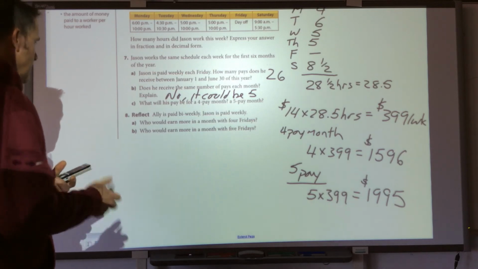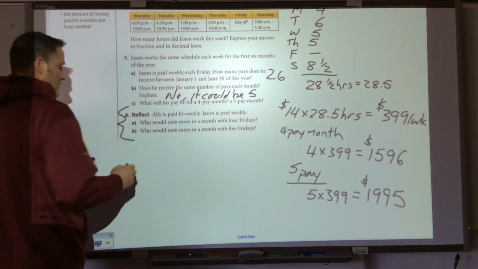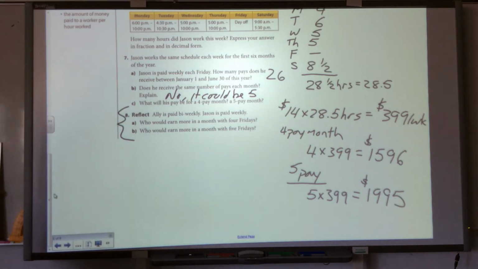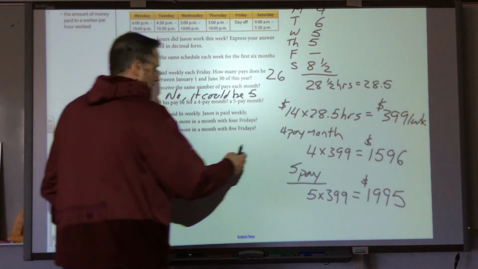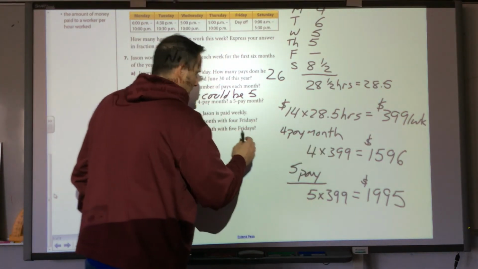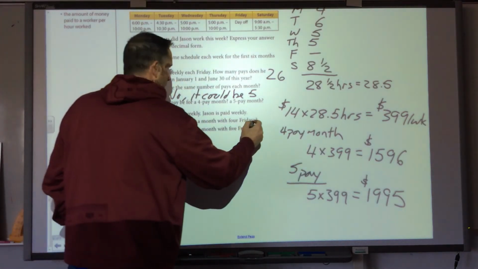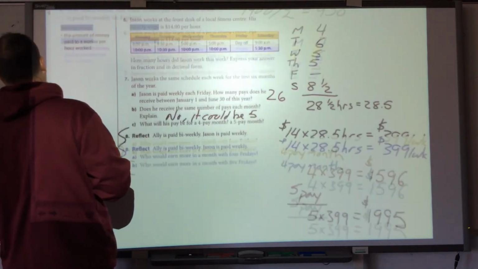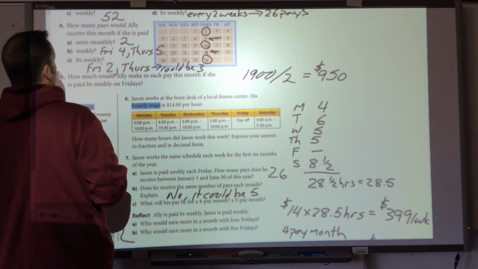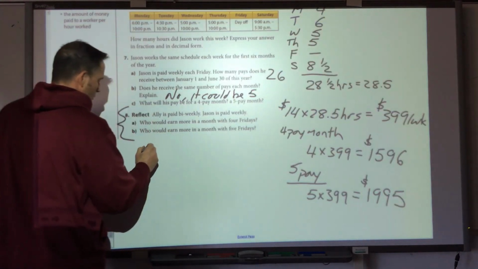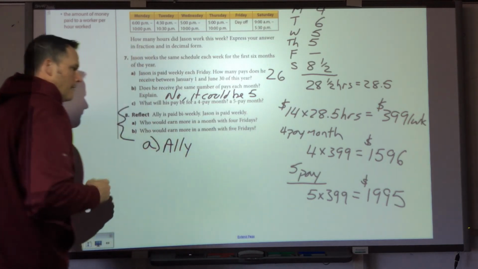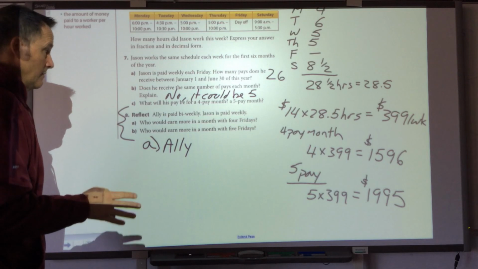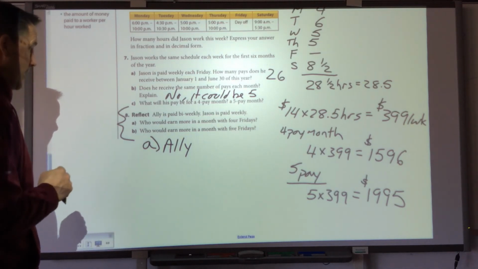Now this is where it gets interesting. We're going to reflect back. Salary, hourly. Who would earn more with 4 Fridays? Well, if Jason's getting paid $1,596, then, I can't remember her name, Allie is going to get paid more if there are 4 Fridays.